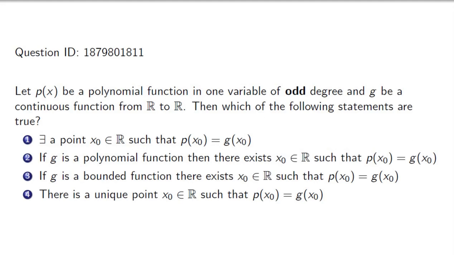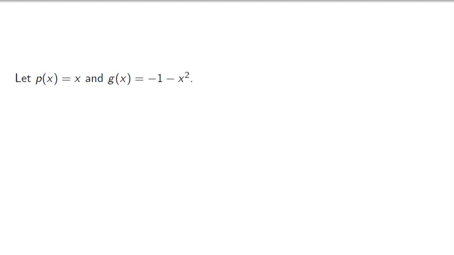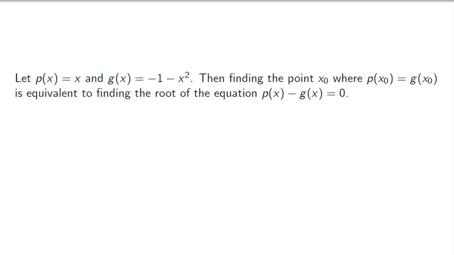let us start with option 2. It is given that if g is a polynomial function, then there exists x_0 belonging to R such that p(x_0) equals g(x_0). So for this, let us consider p(x) equals x and g(x) equals minus 1 minus x squared. Then finding a point x_0 where p(x_0) equals g(x_0) is the same as finding a root of the equation p(x) minus g(x) equals 0.